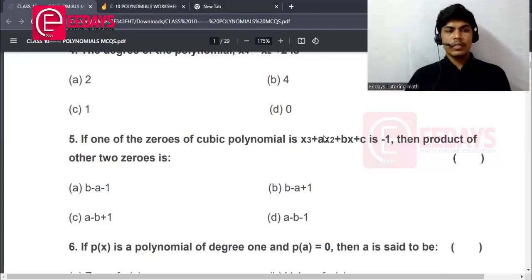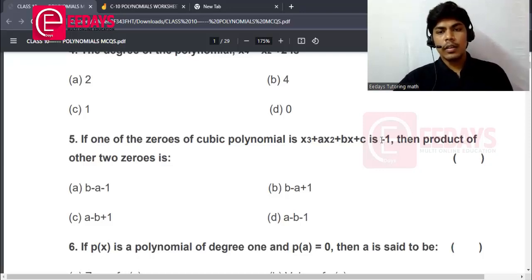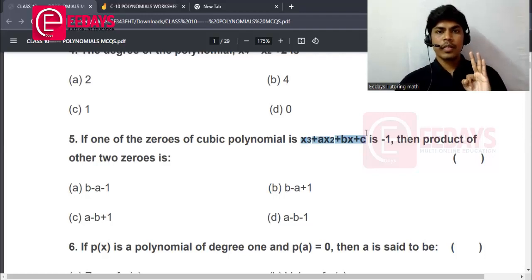Let's solve the next question. Fifth one. If one of the zeros of a cubic polynomial is minus 1, then find the product of the other two zeros. For a cubic polynomial, how many zeros do we have? We have alpha, beta, gamma. 3 zeros. One of the zeros, alpha, they given as minus 1. We have to find beta into gamma. How to solve this one?